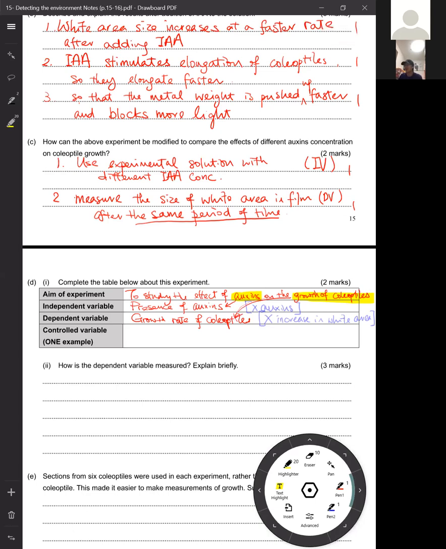Okay, so Athena is right and the others are wrong. So learn this. What the others talk about when they say the increase in white area is a measurement. The growth of coleoptile, that is the dependent variable here. When you talk about the white area, it is a way to measure the growth of coleoptile. That means eventually what you care about is the growth rate of the coleoptile.